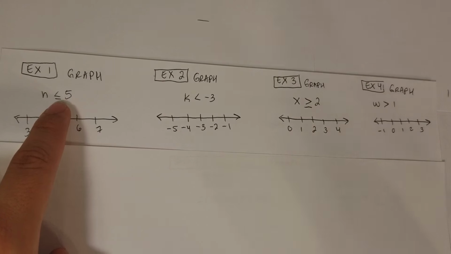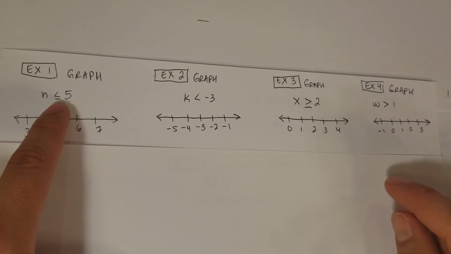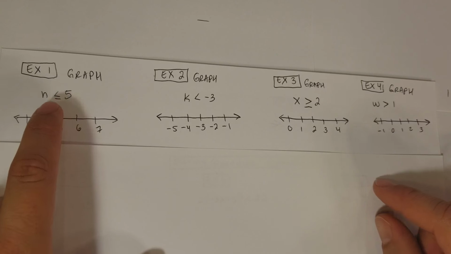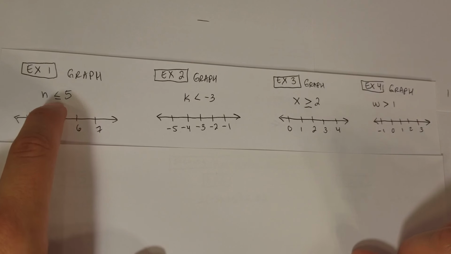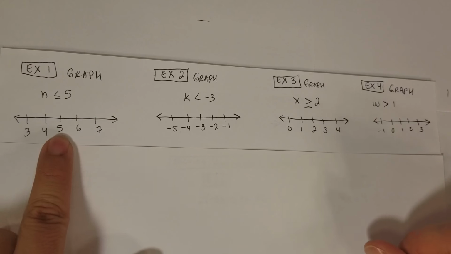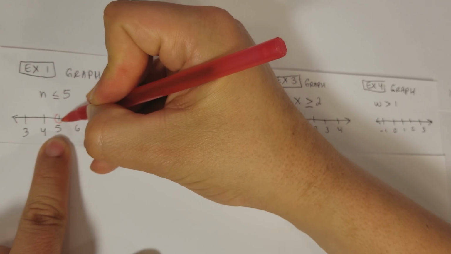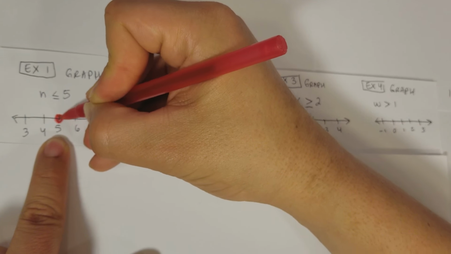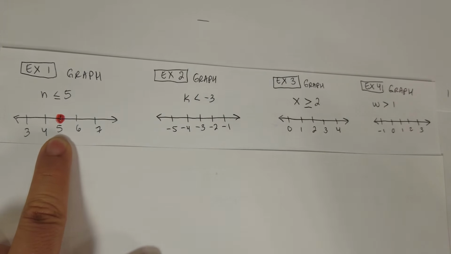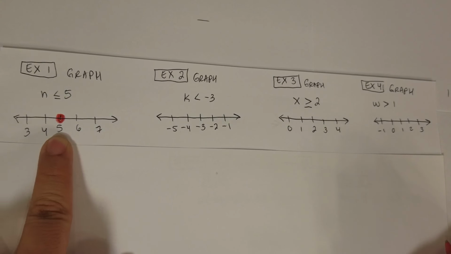Okay, so first of all, we have to know, are we going to have an open or a closed circle? Well, in this case, the little line is under the inequality, so it's going to be a closed circle because the line is under it. So I go to the 5 on the number line. I'm going to make a circle, and I'm going to make the circle closed, as in shaded in, meaning that we're actually including the 5 as well. So the 5 is part of our solution.